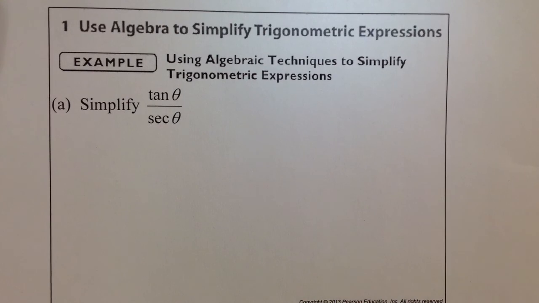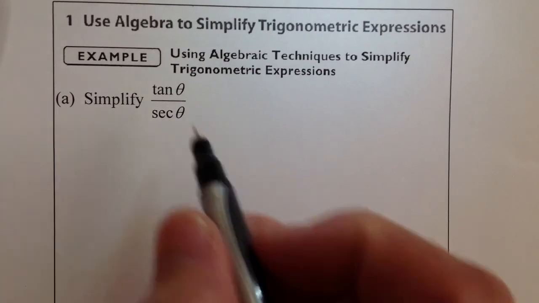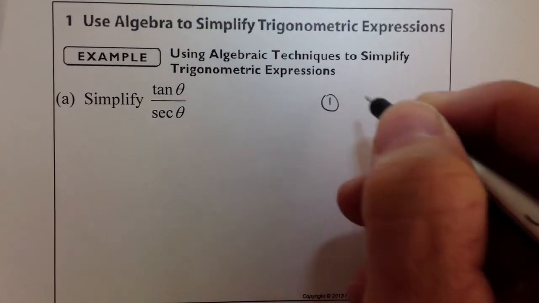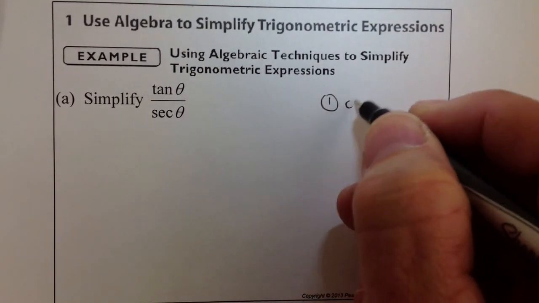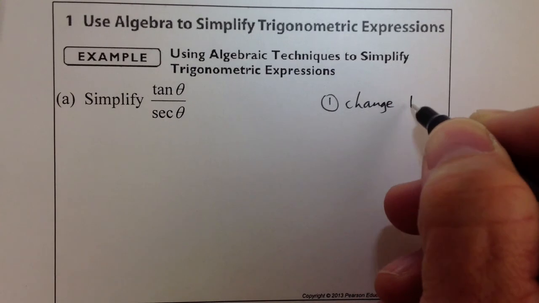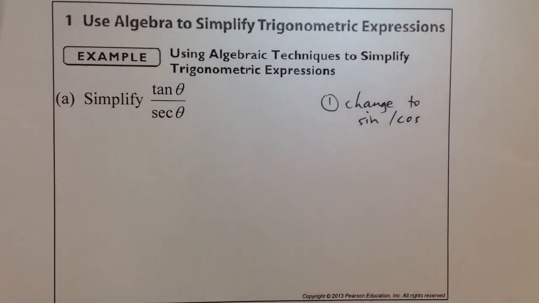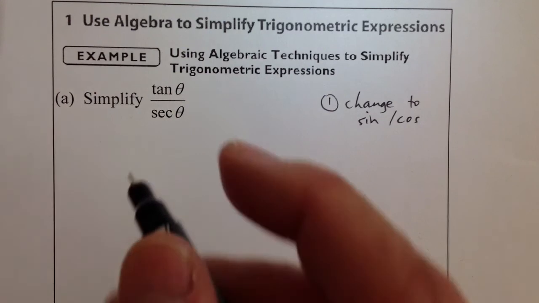So the first example is just simplifying a tangent over secant. And one of the good rules of thumb, kind of like your bread and butter, would be change everything to sine and cosine. Okay, I'll abbreviate a lot here. So first thing you should be thinking about, how can I change these to sine and cosine?